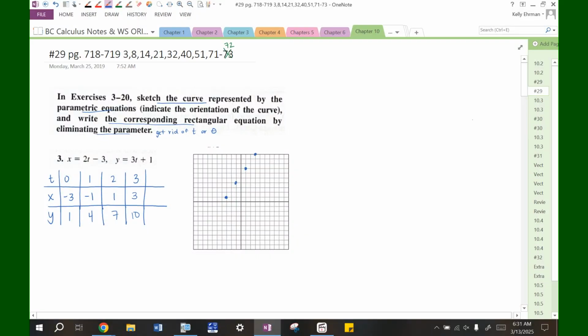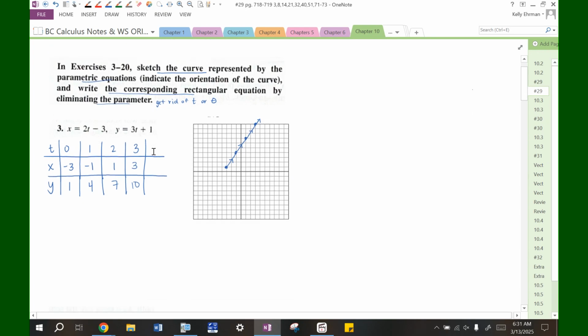All right, so these points are forming a line. I can connect them with a line. It will continue on from there. And when it says indicate orientation of the curve, they just mean show arrows that indicate in which direction you're going. All right, so I should be able to get some sort of a linear equation if I eliminate the parameter.